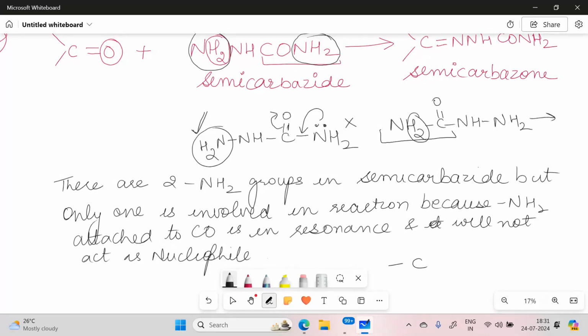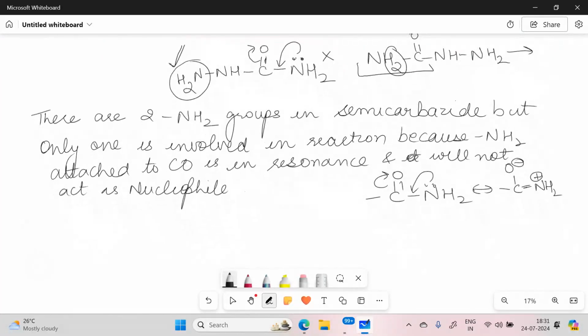So you have to show with this the resonating structure CONH2. Then you have to show that this lone pair is in resonance with CO. So it becomes CO minus, double bond, NH2 plus. And this is a very important reasoning question. If this explanation is still not clear, tell me, I will repeat.